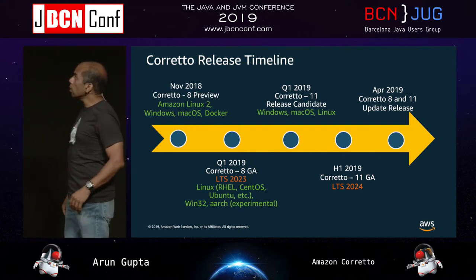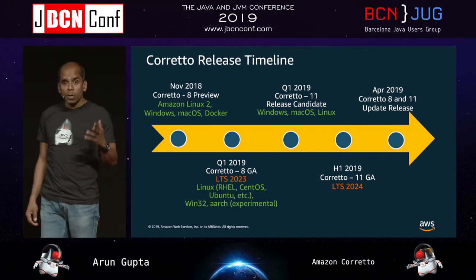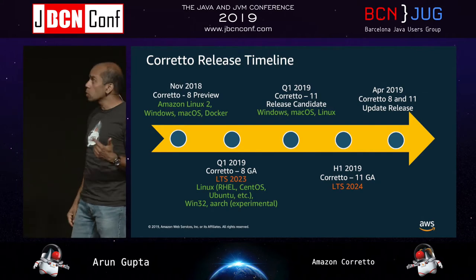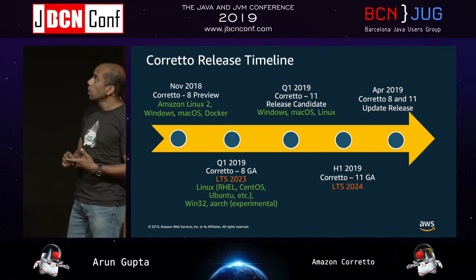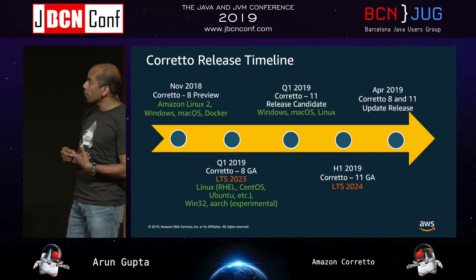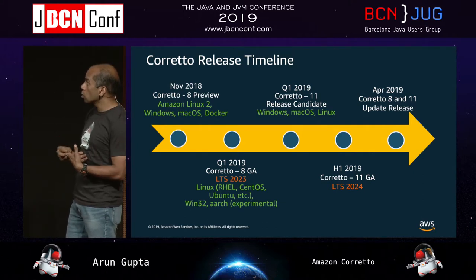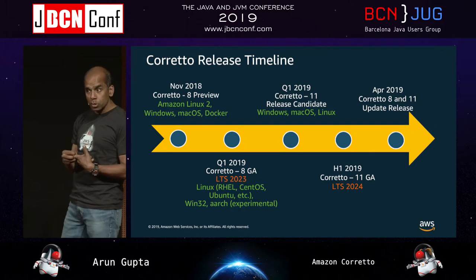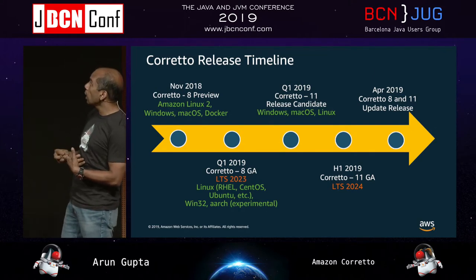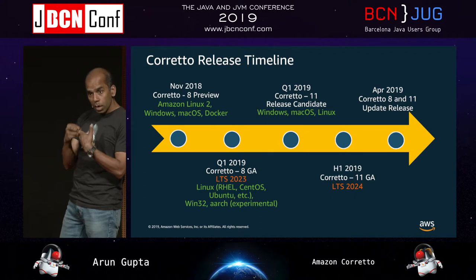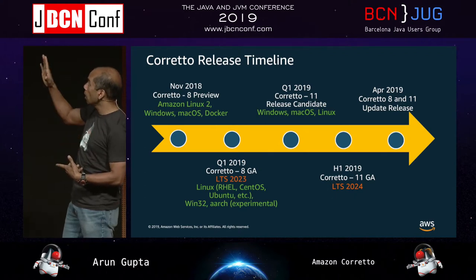A quick idea on the timeline of where we were. November 2018 was DevOps Belgium, which is where we launched it. We had multiple platforms at that point of time. Q1 2019, earlier this year, is when we launched Corretto 8. That was a GA. And then later that quarter, we did Corretto 11 GA as well, and we have, again, a wide range of platforms.